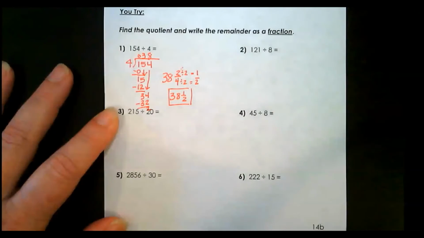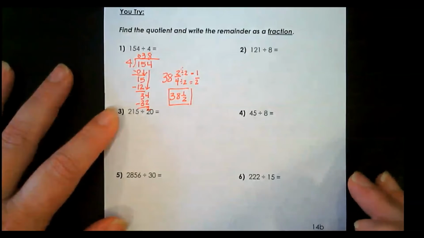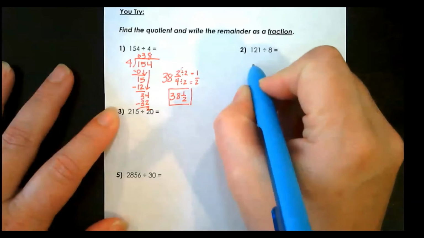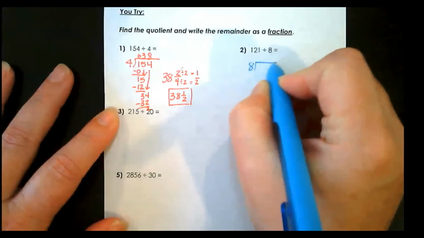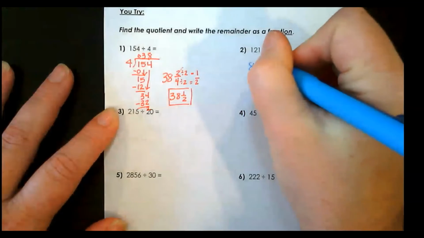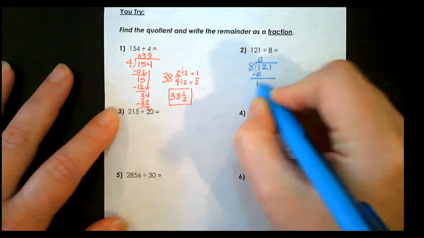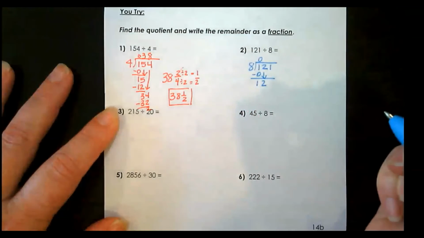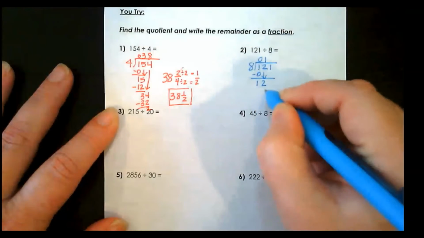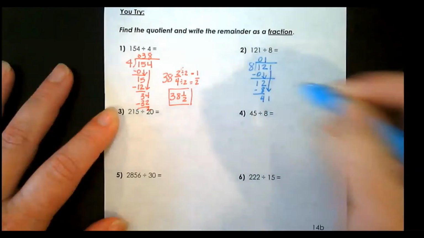All right, let's try question number 2. Now, at this point, you should be pausing the video, writing the problem down, trying it yourself, and then coming back to make sure you got it correct. I'm going to rewrite this problem in a long division format. 8 does not go into 1, so we put a 0, and 8 times 0 is 0, and we subtract. I get a 1, and I bring down the 2. We divide. 8 into 12 goes 1 time.